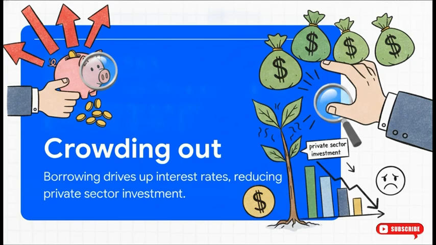Suddenly, regular private consumers and businesses find that getting a loan to, say, buy a house or expand a local factory has just become unbelievably expensive. So what do they do? They reduce their borrowing and their investment. Essentially, the government's massive, heavy footprint in the loan market physically crowds the private sector out, completely inadvertently stifling the very economic growth the government was probably trying to encourage in the first place.